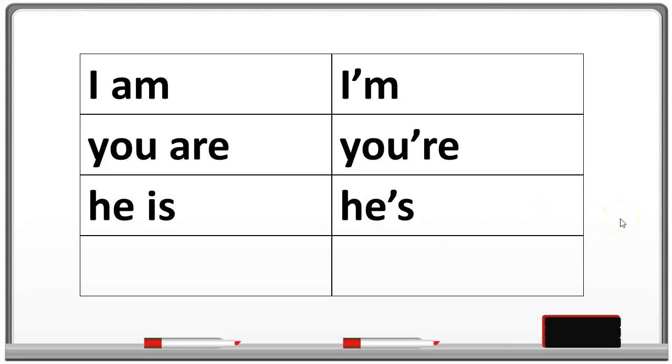Okay, so here's the new one. She is. She. Notice the vowel sound. She is. It's very important to notice those vowel sounds. If you really want to pronounce like a native speaker, you have to perfect your vowel sounds. So, she is. Okay, so the contraction of she is, she's.